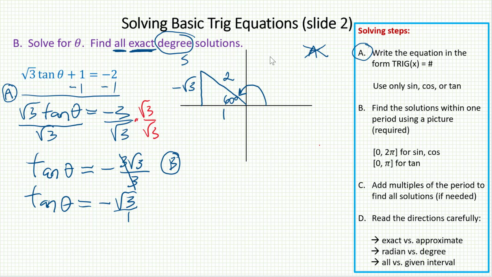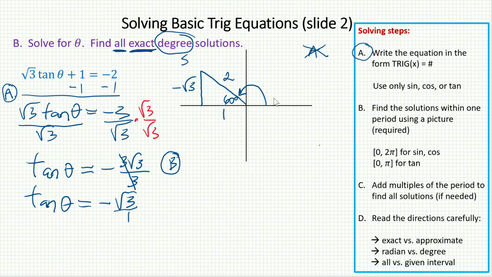Now, a couple of comments to address. Could I have just used the tangent inverse function to find this angle? No, because tangent inverse only knows about angles between negative pi over 2 and pi over 2. Tangent inverse doesn't know anything about the second quadrant. So I really had to draw this picture.